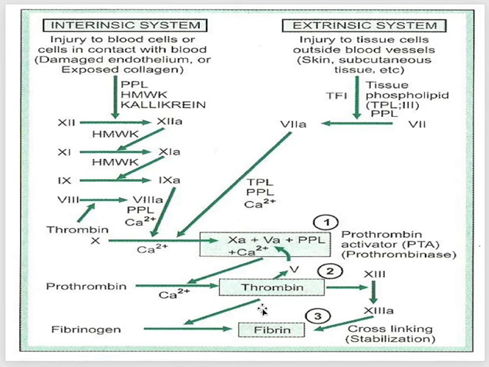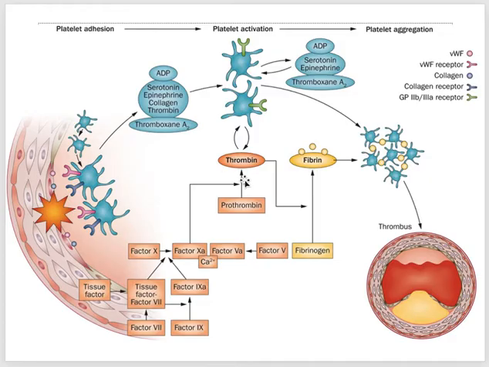And what is the final thing? What we want is prothrombin to change into thrombin, and thrombin will change fibrinogen to fibrin. If I tell you in very, very simple words, now come back to this one. Which pathway is this one?